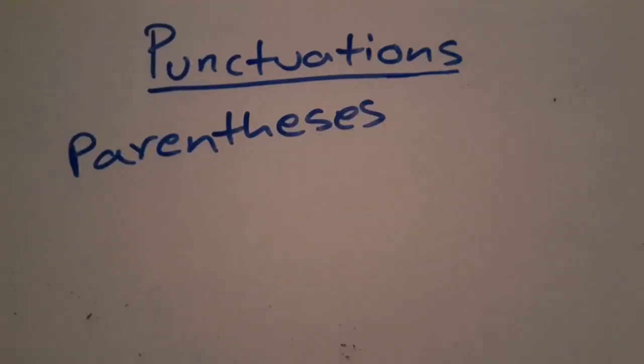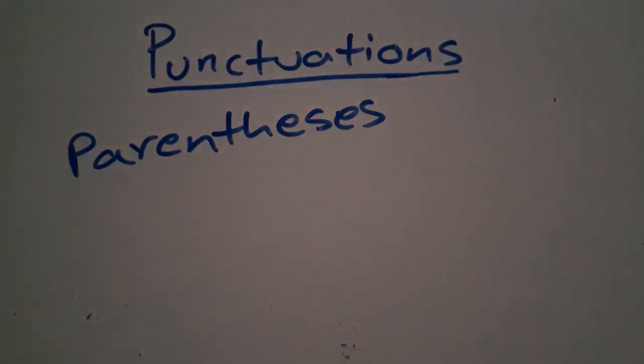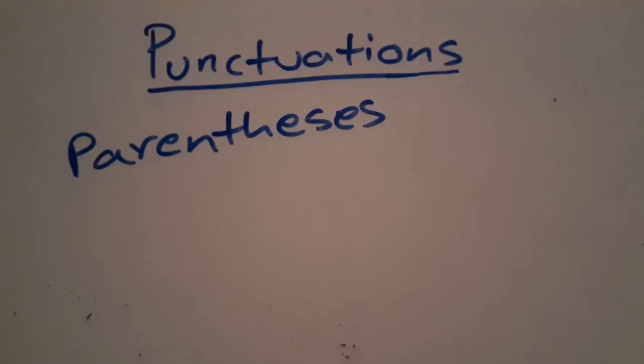Having looked at an apostrophe, we now go on to look at parentheses. Parentheses are used to enclose additional information or additional explanatory information within a sentence. So there are two things. They are used to enclose additional information or additional explanatory information within a sentence.